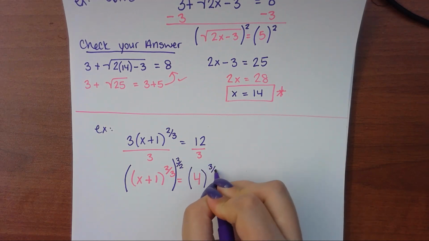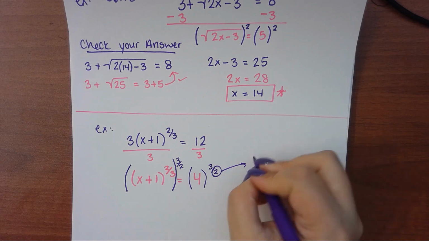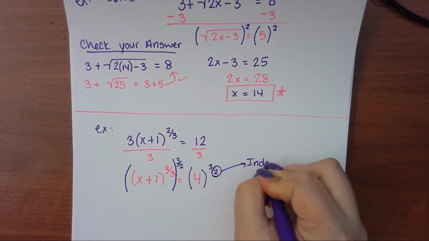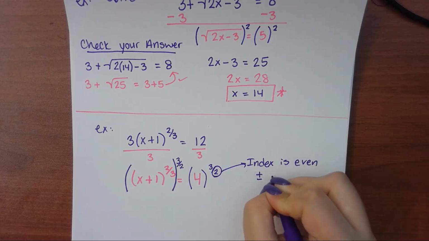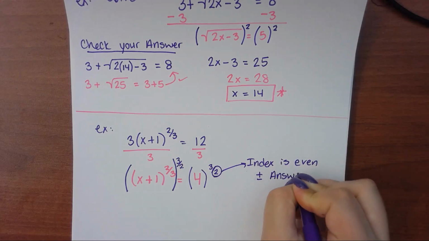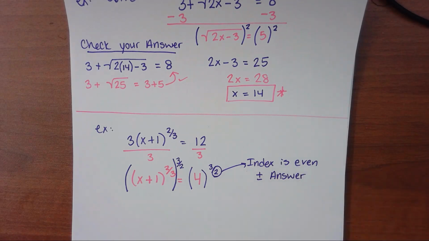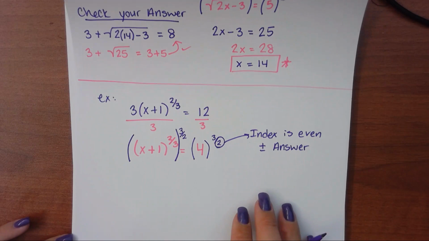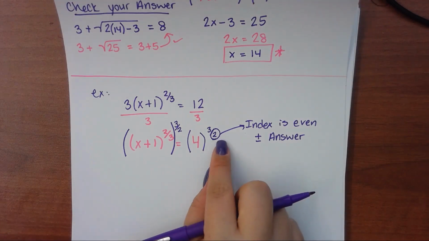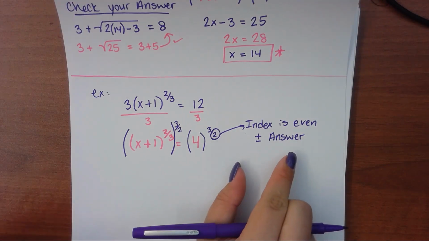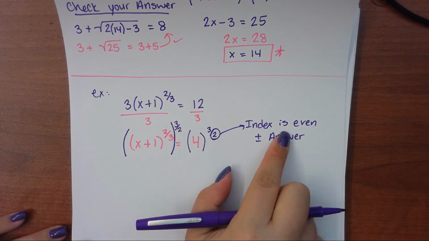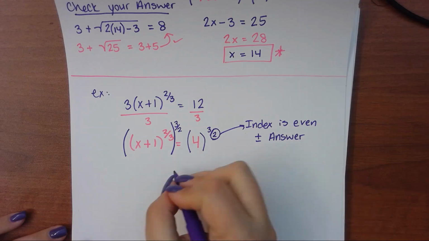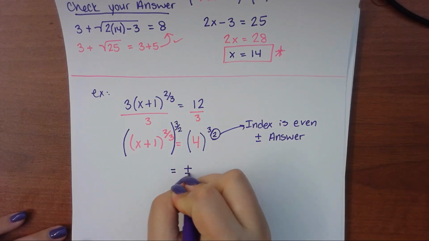Now, because my index here, ready? My index is even. So you need plus or minus your answer. Only if it's even. When you're taking a radical or a square root or anything like that, and this is considered a radical because it's a rational exponent. Remember, it can be thought back and forth. So when your index is even, you want plus or minus your answer. So whatever I get over here, it's going to be plus or minus, and then my answer.